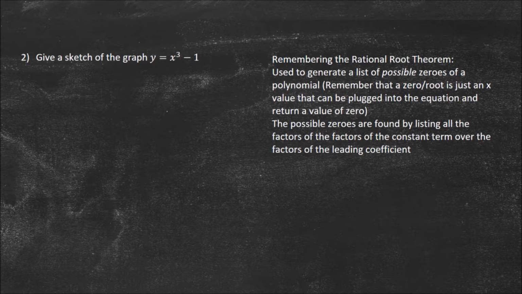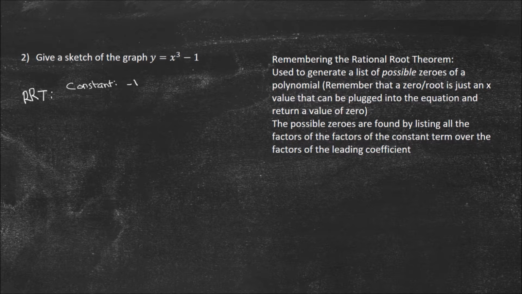And remember that a zero or root is just an x value that can be plugged in and return a value of 0. And the possible zeros are found by listing all the factors of the constant over the factors of the leading coefficient. So let's do that right here. So rational root theorem, I'll just write RRT. It says that the possible zeros will be all the factors of the constant term divided by all the factors of the leading coefficient. So constant term is just negative 1, right?